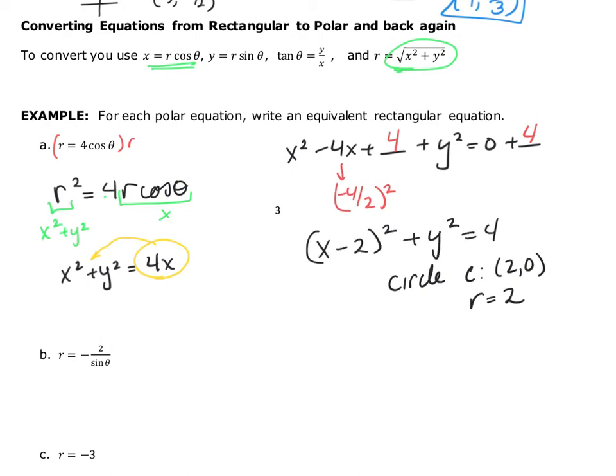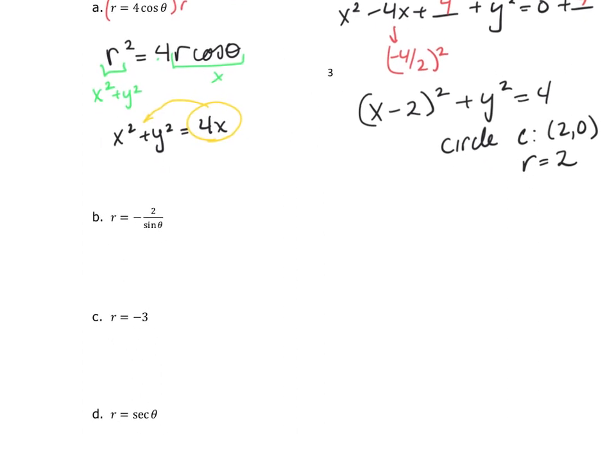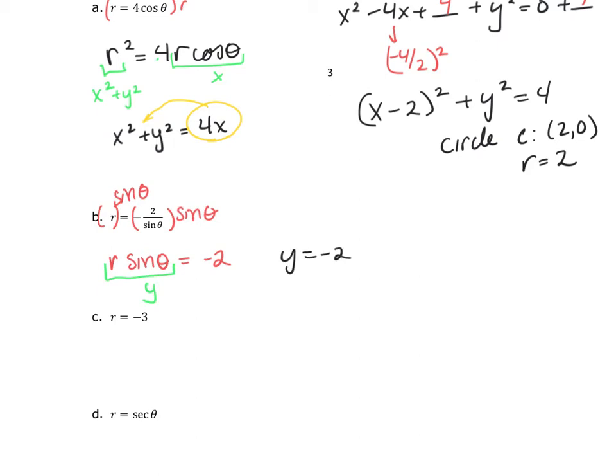So there it is. Let's take a look at the next one. I have r is equal to -2 sine theta. Well, let's multiply both sides by the sine of theta and see what happens. So I get r sine theta is equal to -2. But this is just y. So what I really have is y is equal to -2. So I just have a horizontal line at y is equal to -2. That's it.